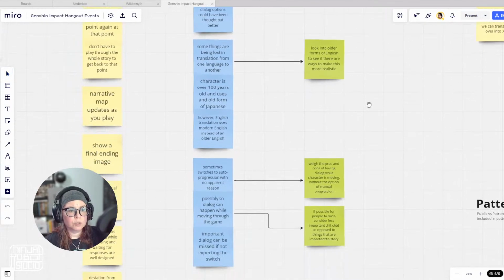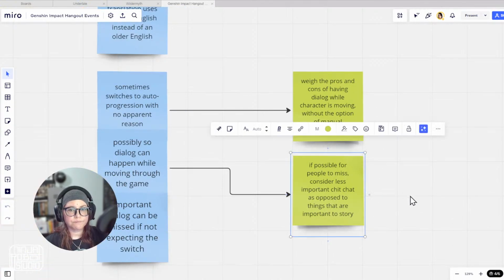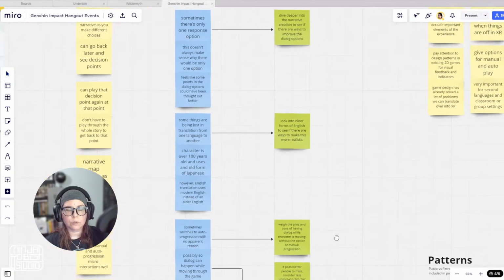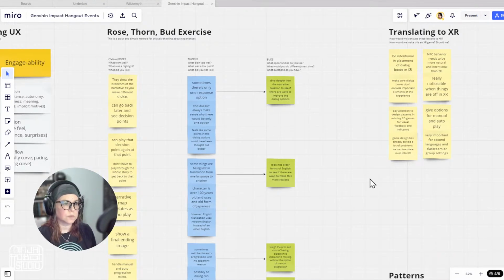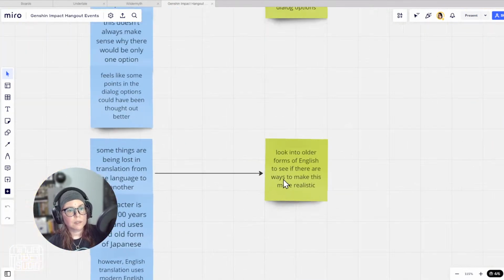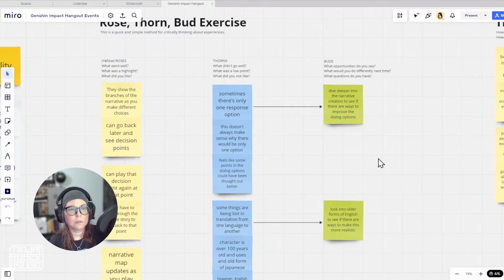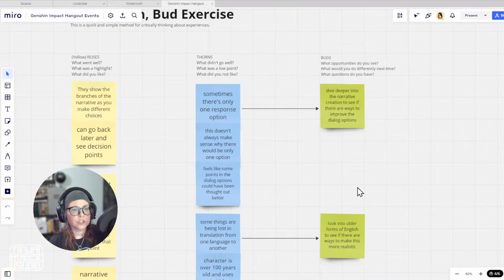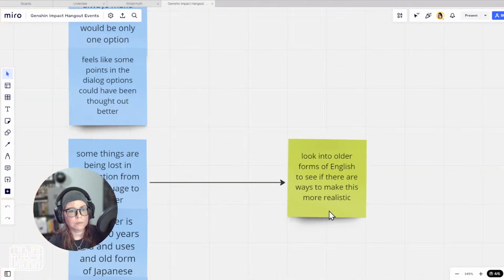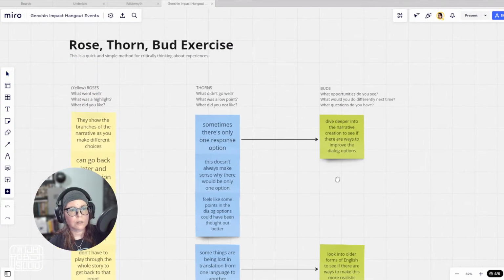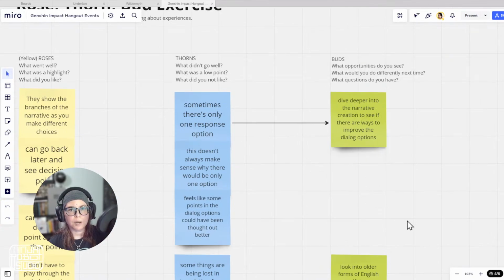Especially if you're doing training, you want to think about that very much. It could be chit chat as opposed to something very important to the story, or very important to the training. And so for the things that are being lost in translation, I just say look into other forms of English to see if there's something that could make that more realistic. But I don't know if English changed that much in the past 100 years. Maybe it has. Read some Dickens. Talk like that. Maybe. Instead of our modern English.